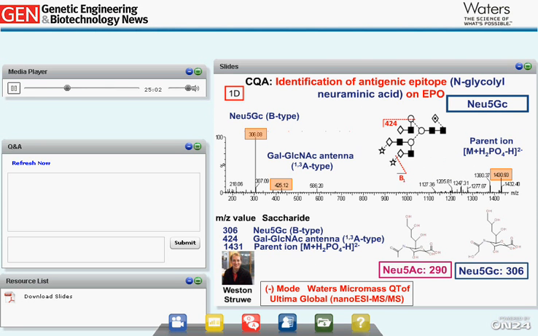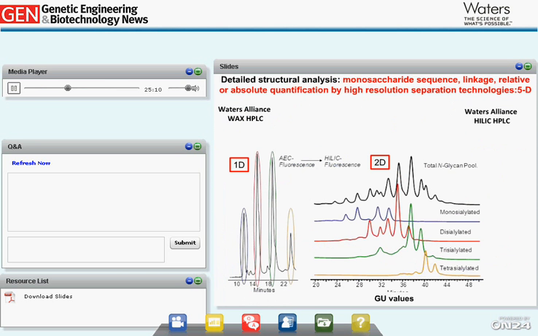Sometimes, particularly in EPO, you want to be able to characterize the relative proportions of different charge structures. And here on the left, you can see a simple 1D weak anion exchange analysis of the released glycans, which will give you the monosialylated pool in blue, and the di-, tri-, and tetrasialylated pools in yellow. If you want more detail, you can take each of those individual pools and run them on a HILIC or UPLC system, and this rather simplifies the glycoanalytics.